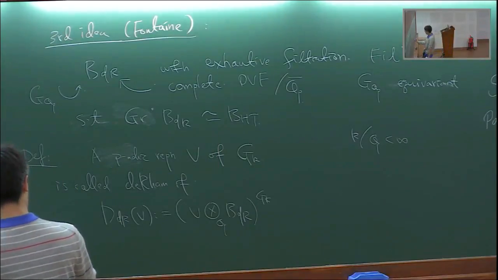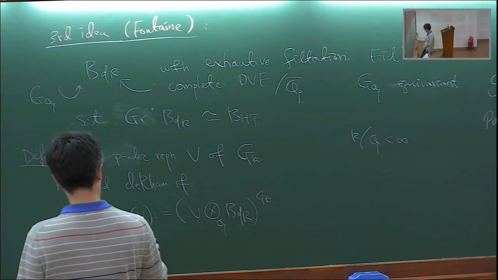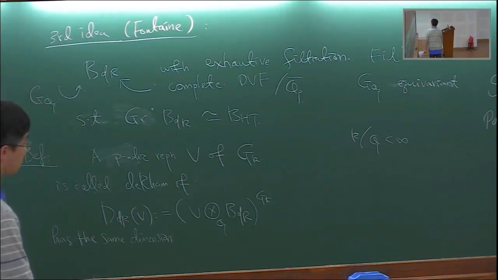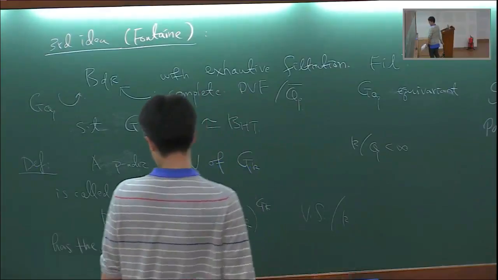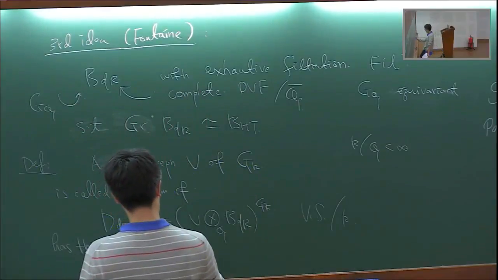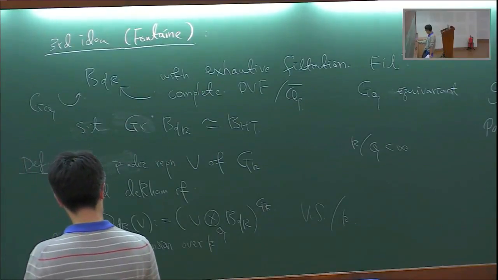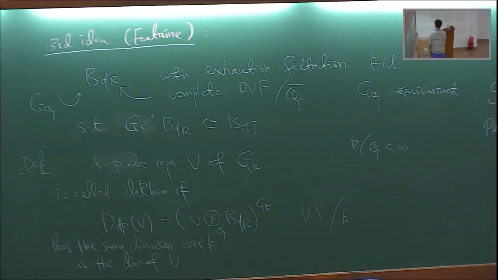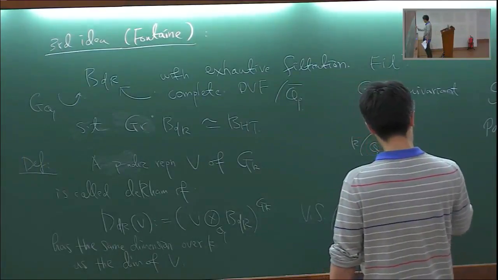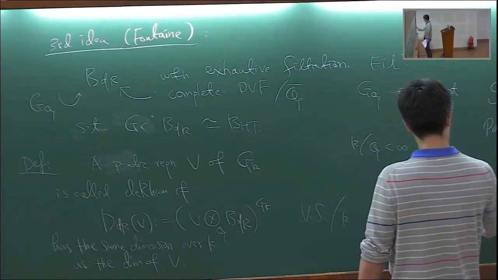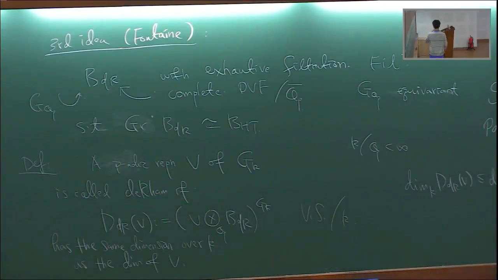has the same dimension. This is actually a vector space over K. So the same dimension over K as the dimension of V over QP. In general, the general fact is that this dimension is always less than or equal to it. But when the equality holds, we call this a de Rham representation.